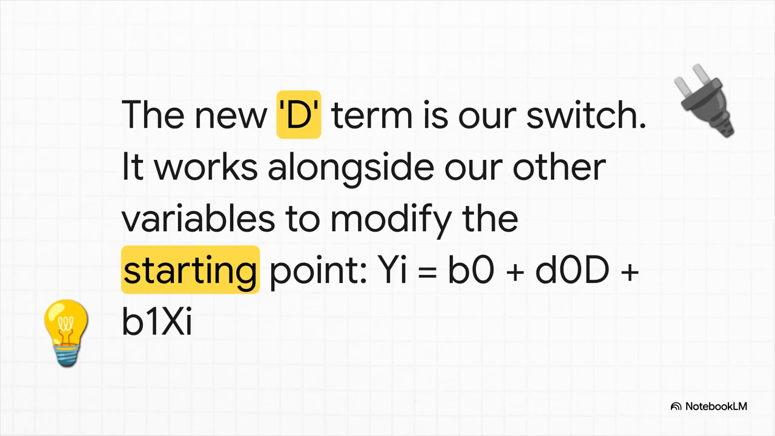So how does this little switch actually plug into our equation? Well, you can see it right there, that new D term. That's our switch. It works right alongside our other dials, and what it does is modify the machine's baseline prediction, its starting point. So for example, it might tell the machine that all other things being equal, houses in the city just start at a higher price.